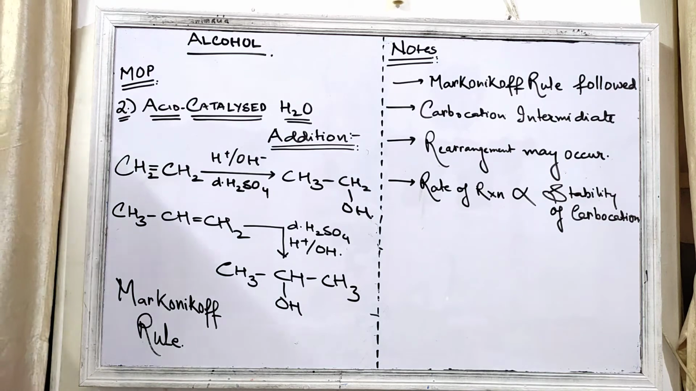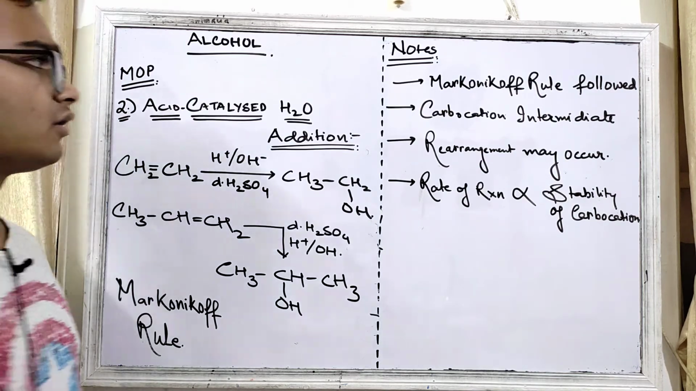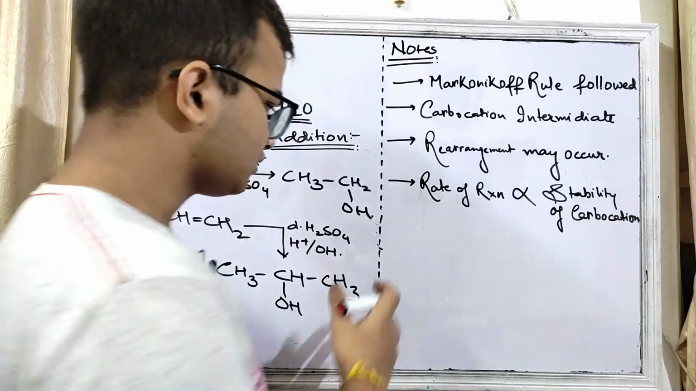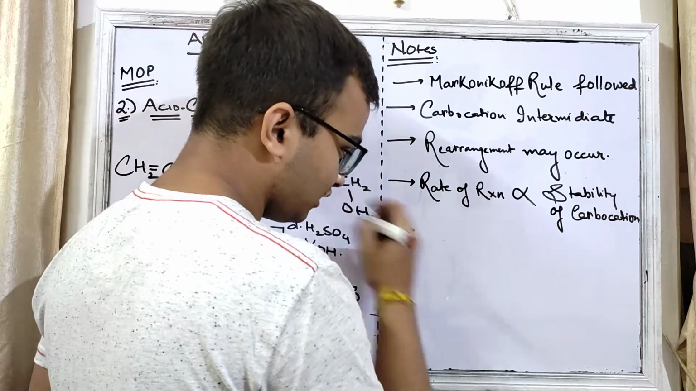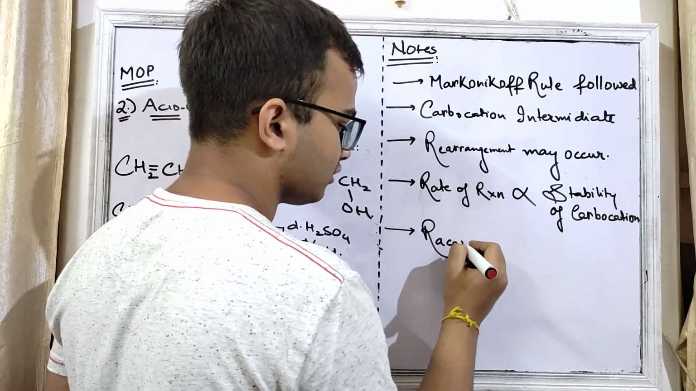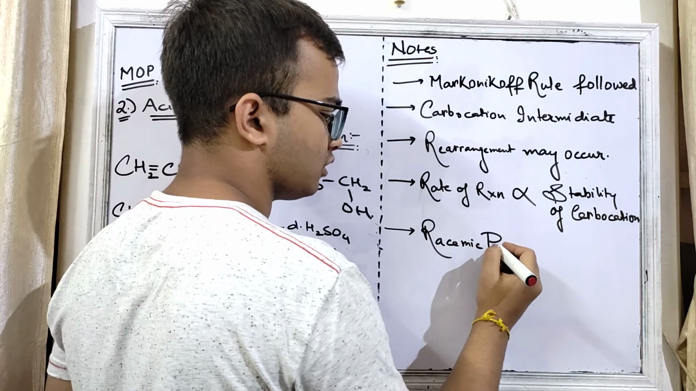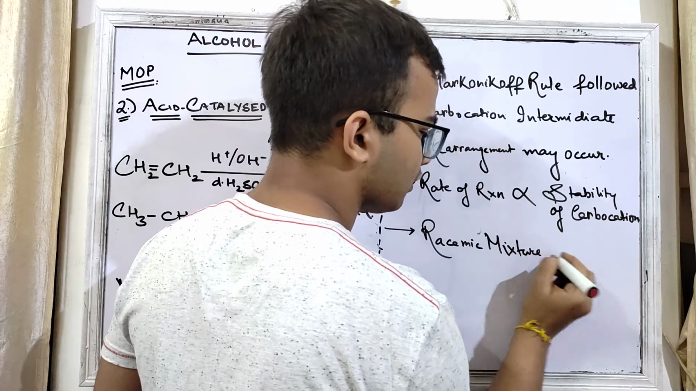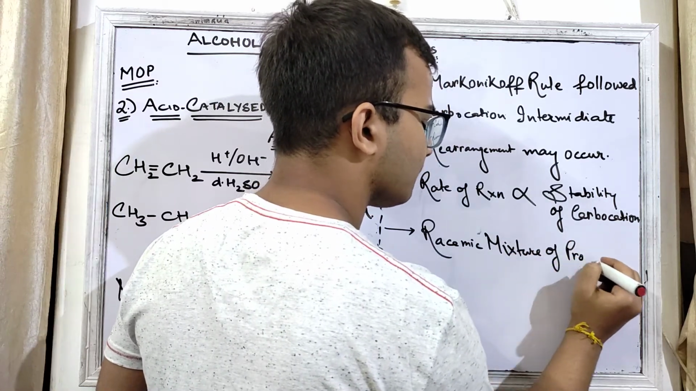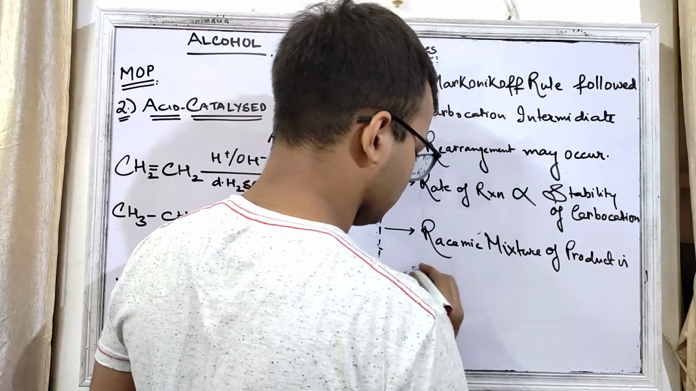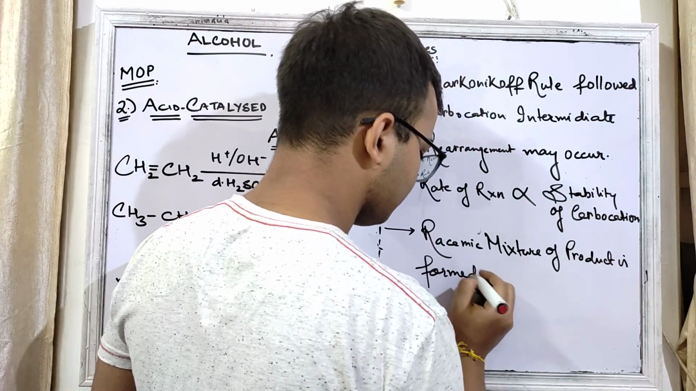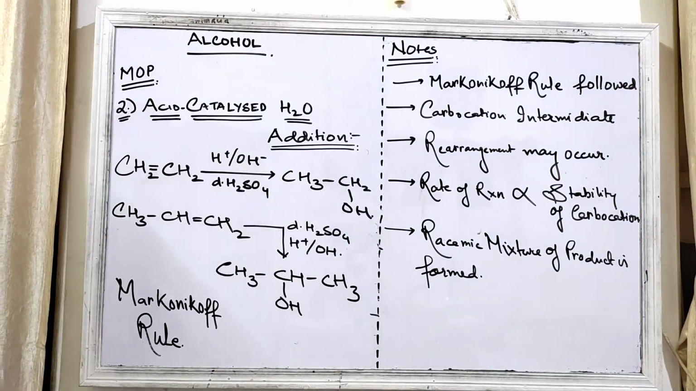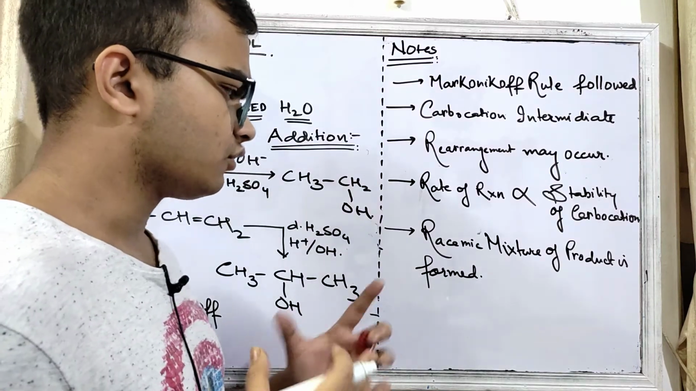So these were a few points about the Markovnikov rule, or the acid catalyzed addition of water to alkene. Now our last point, you can also write about the stereochemistry, that a racemic mixture is obtained. Racemic product, or you can say a mixture of product is formed. That is both inversion and retention product is obtained. So the mixture of those products is called the racemic mixture.